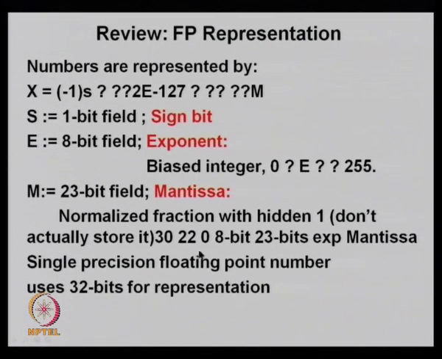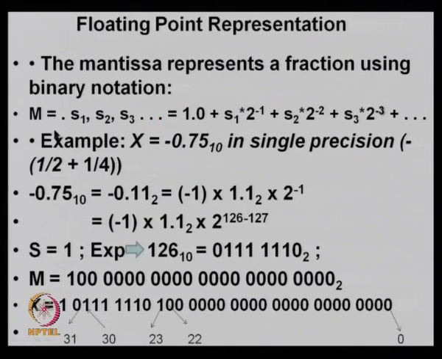So, totally a floating point number is typically represented in the 32 bit representation, which is called single precision. You have 1 bit for sign, 8 bits for the exponent field and 23 bits for the mantissa field, where the leading 1 is not actually stored. Okay. So, here is a figure to show the same thing. This is your mantissa, S1, S2, S3 dot, 1 plus this form.